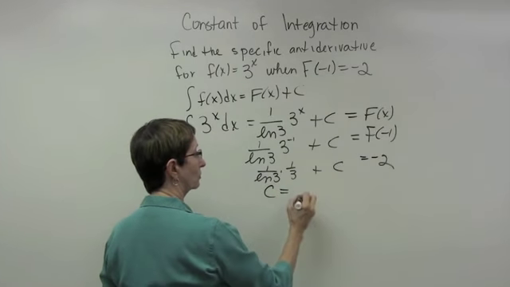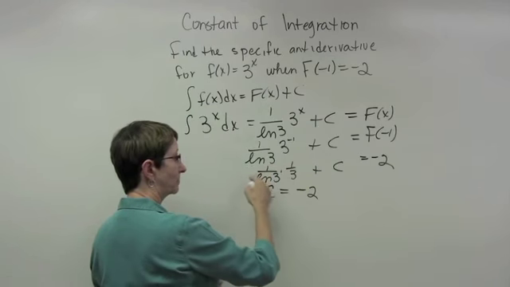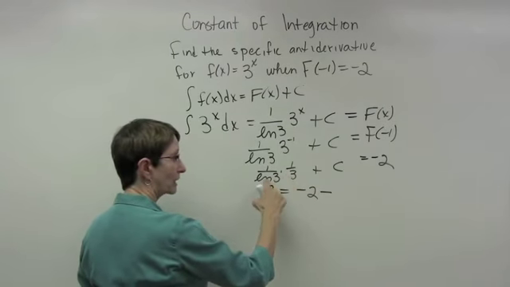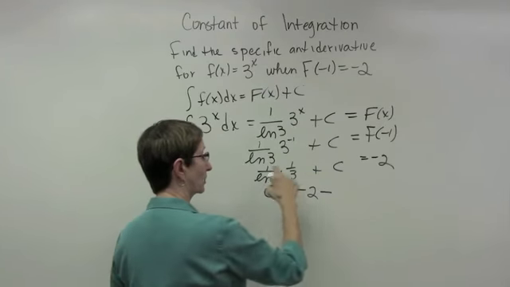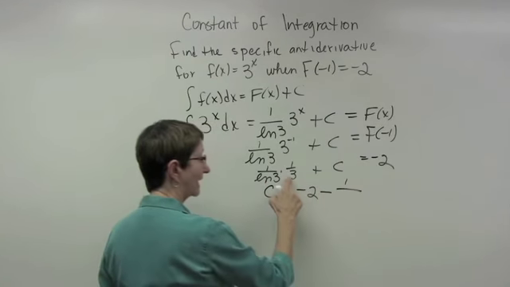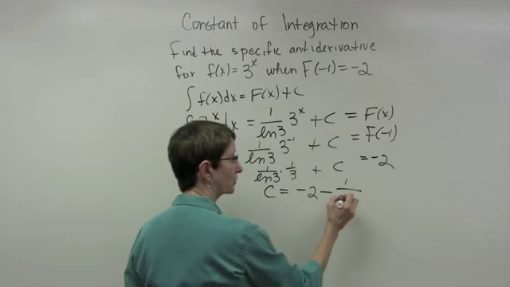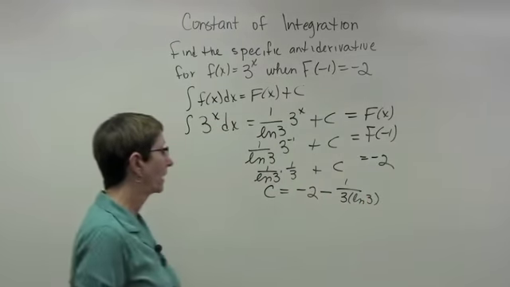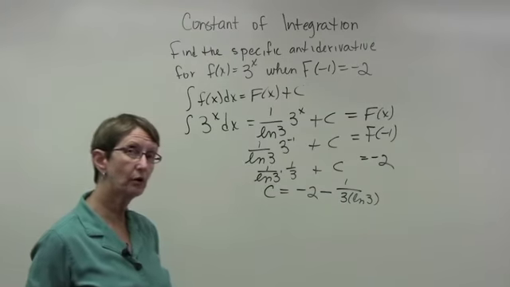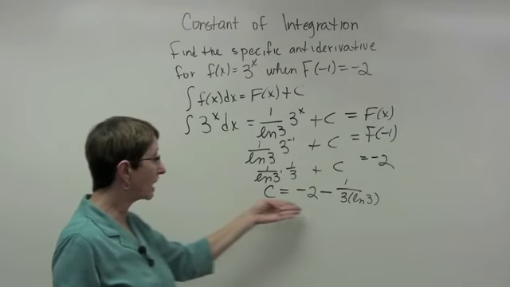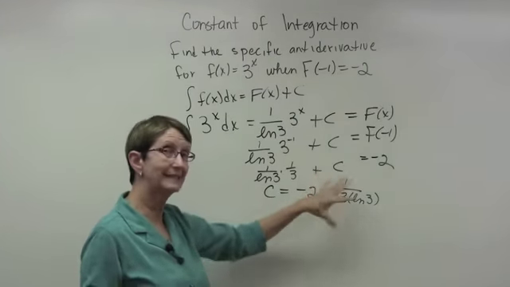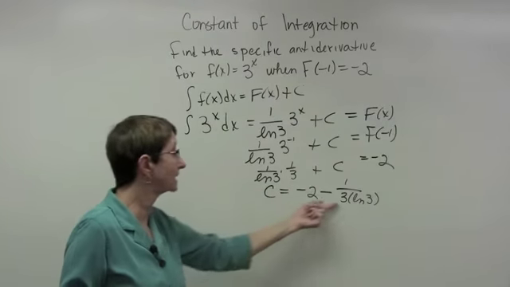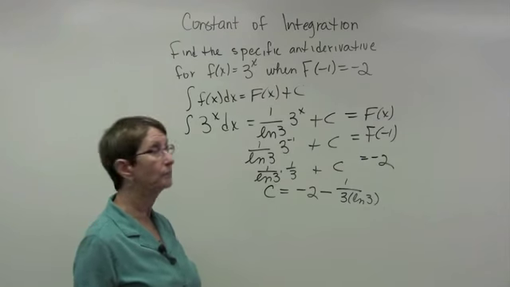C is equal to negative 2, and then this piece subtracts from negative 2. And I'm going to combine those two fractions. 1 times 1 is 1, and this multiplier of 3 I'm going to write in front, 3 times ln of 3. All of that's our constant of integration. Now, there may be types of problems where you'll go ahead and find a decimal value for this, but the answers are just as likely to be left in this exact form.